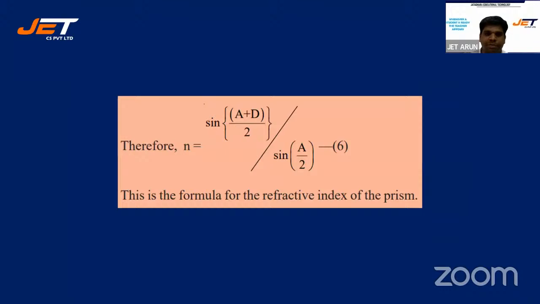Here, students, here's the most important formula we've got for the refractive index of the prism. Sine of A plus D by 2 by sine of A by 2, where D is angle of deviation, minimum deviation, and A is angle of prism. Sine of A plus D by 2 by sine of A by 2. That gives us refractive index of the prism.